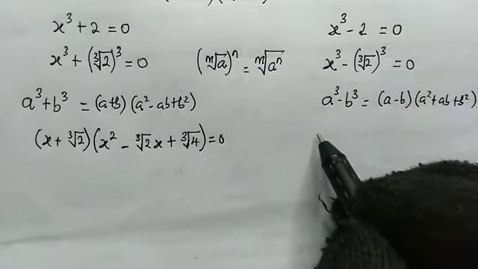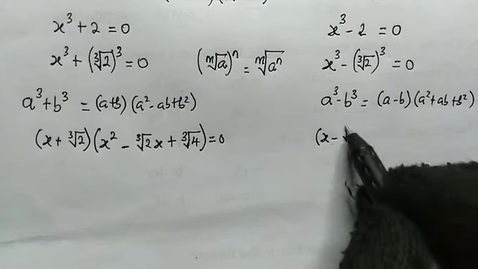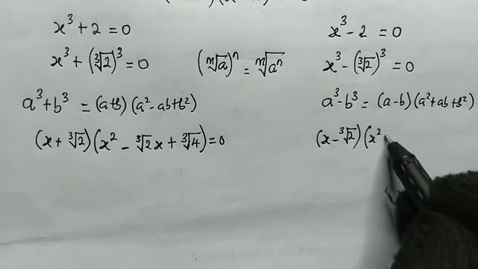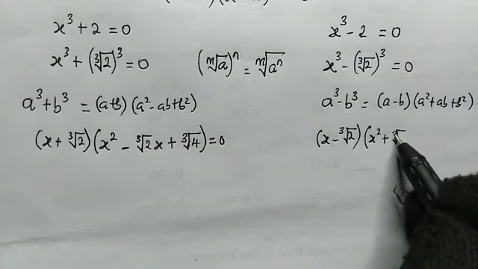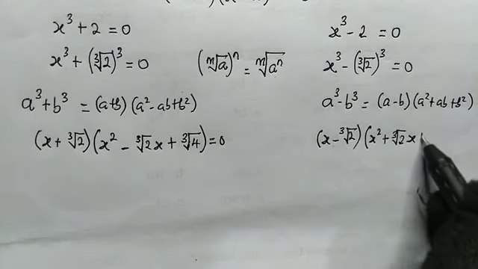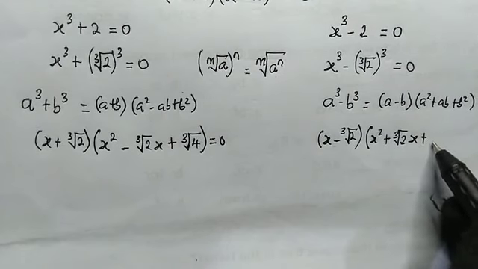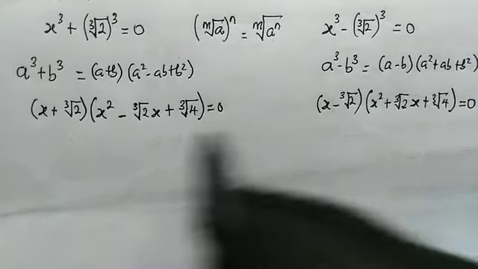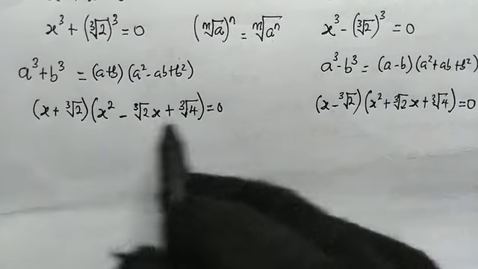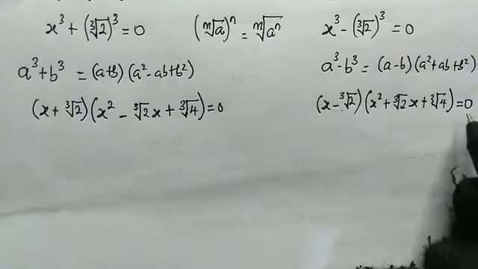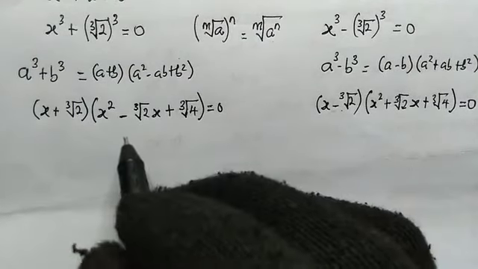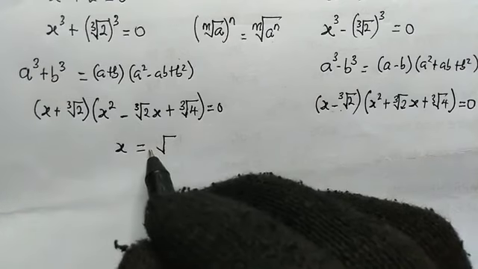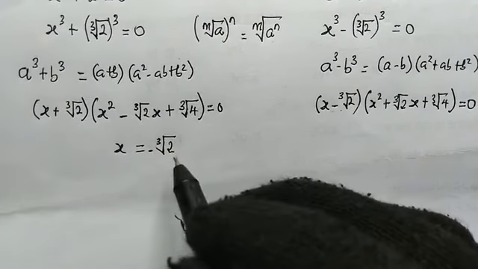So from here we have x minus the cube root of 2, then multiply by x squared plus the cube root of 2 times x, then plus the cube root of 2 squared, which is the cube root of 4, right? Then this is equal to 0. Okay, now from here, either this is equal to 0 or this is equal to 0. So when this is equal to 0, we get x is equal to 0 minus the cube root of 2, which is the negative cube root of 2, right?